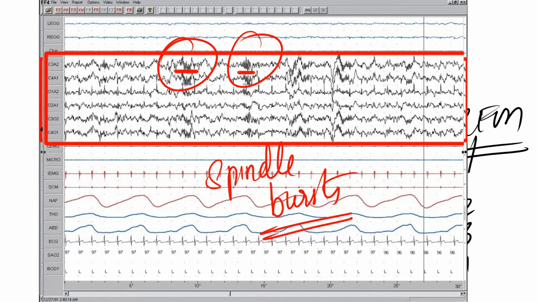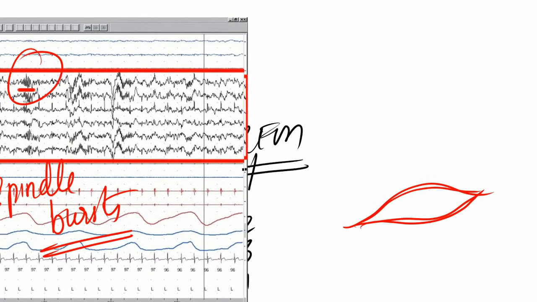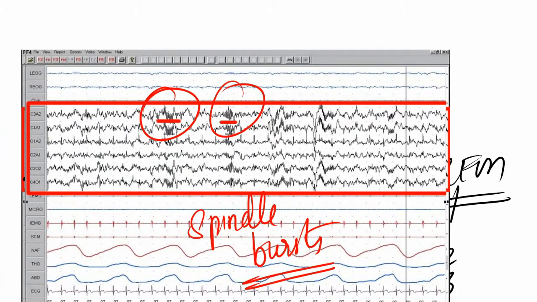To understand spindle burst, you should know what a spindle is. You know smooth muscle fibers, right? Spindle is nothing but this shape. This is what you call a spindle. To explain in layman's terms, when we look at this, these are also in that shape. See, you can draw a type of oval around it. These are spindle bursts. You see occasional spindle bursts. Again, spindle, spindle, spindle.